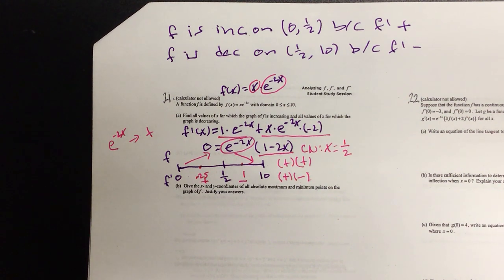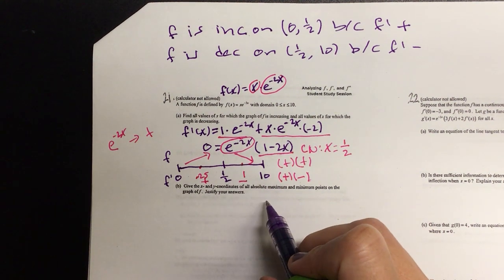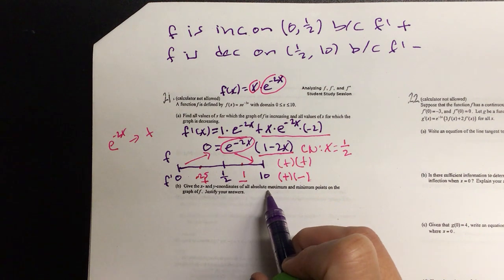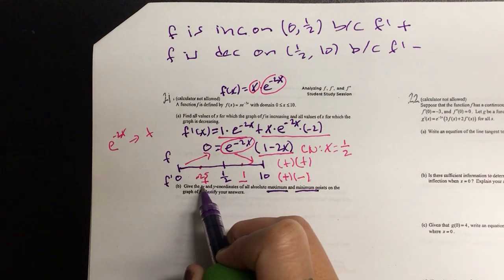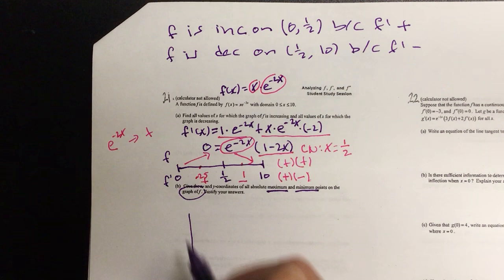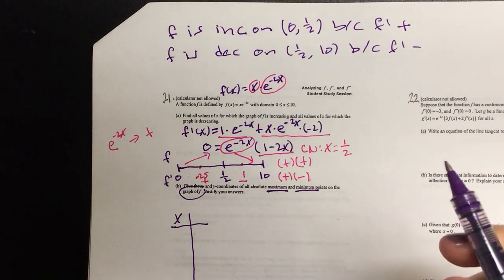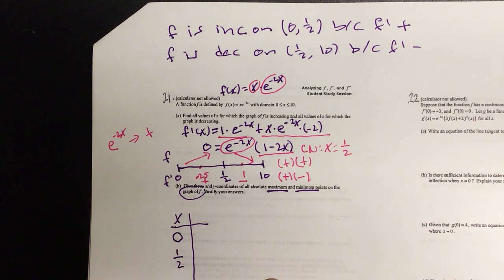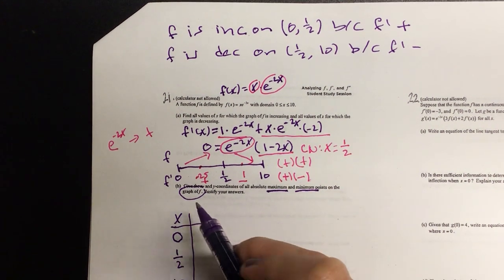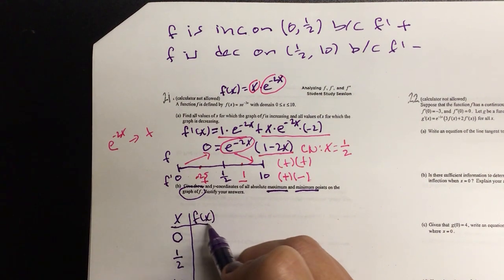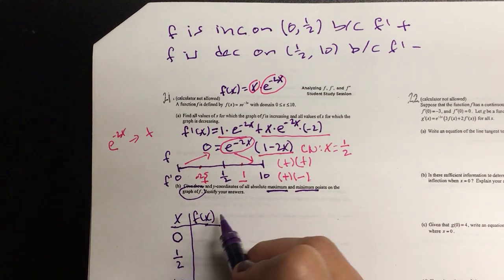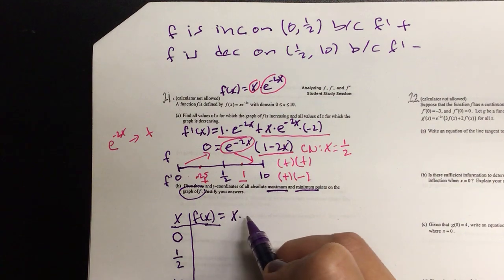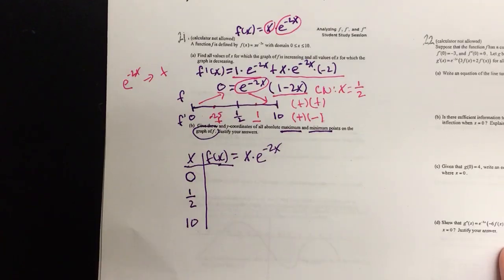Let's go ahead and read that part. Give the x and y coordinates of all the absolute maximum and minimum points on the graph of f. Justify the answer. So we want all the absolute minimum and maximum of the graph. So go ahead and make your t-chart. The x that we found, I know it is 1/2, but we have to also test the bounds. So 0, 1/2, and 10. It wants the graph of the original, so that's going to be f of x. And our f of x, as a reminder, is x times e to the power of negative 2x.